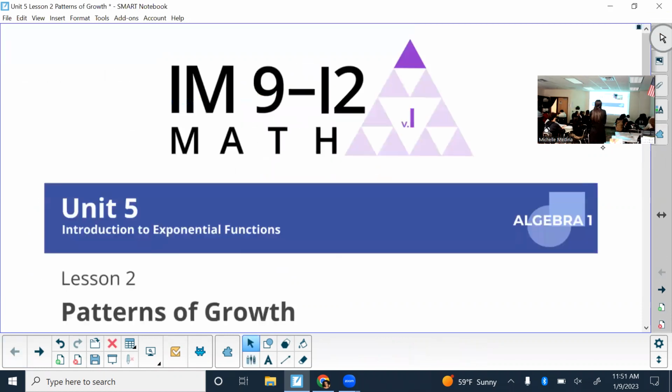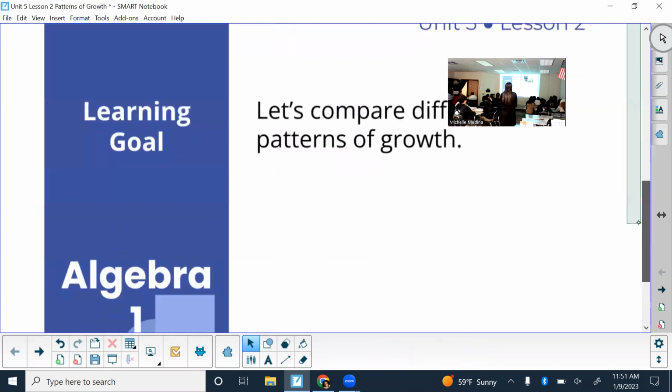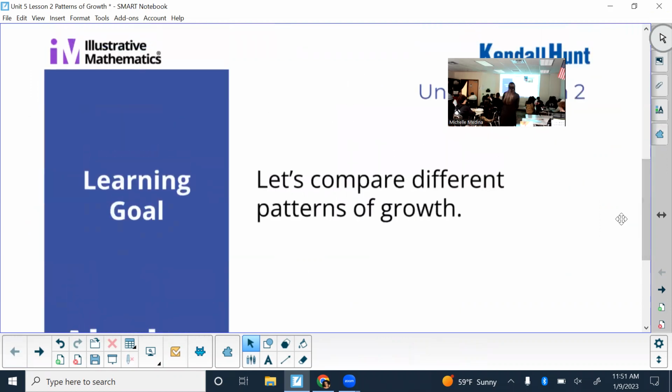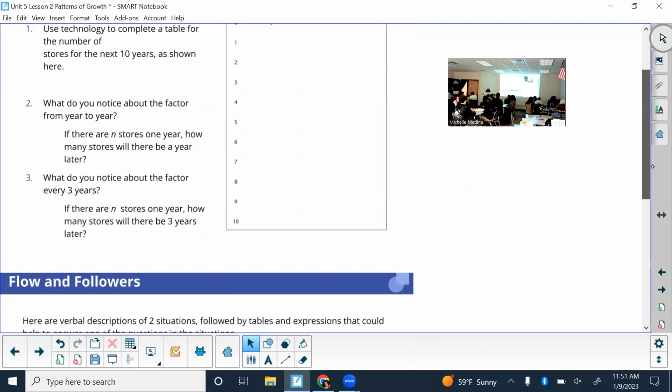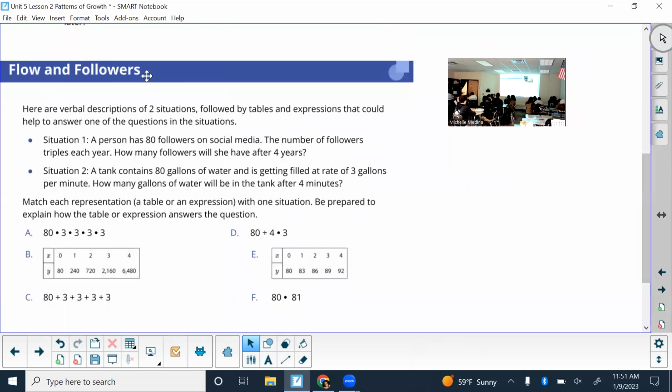So we're on lesson 2, and it's comparing different patterns of growth. So that's all you have to be able to do at this point. We're not tying it to a bunch of different vocabulary yet. It's just noticing the different patterns of growth, kind of like how we did in the warm-up. So in this one, on the back of your notes, here are verbal descriptions of 2 situations, followed by tables and expressions that could help to answer one of the questions in the situation.